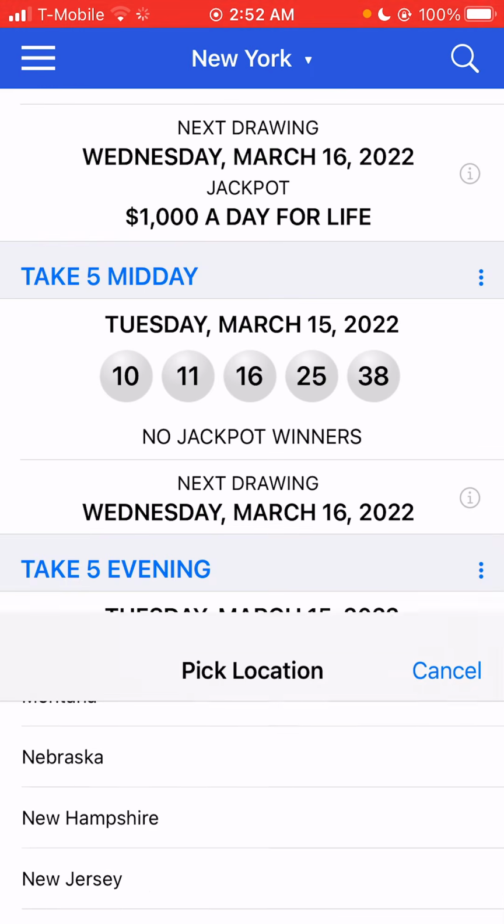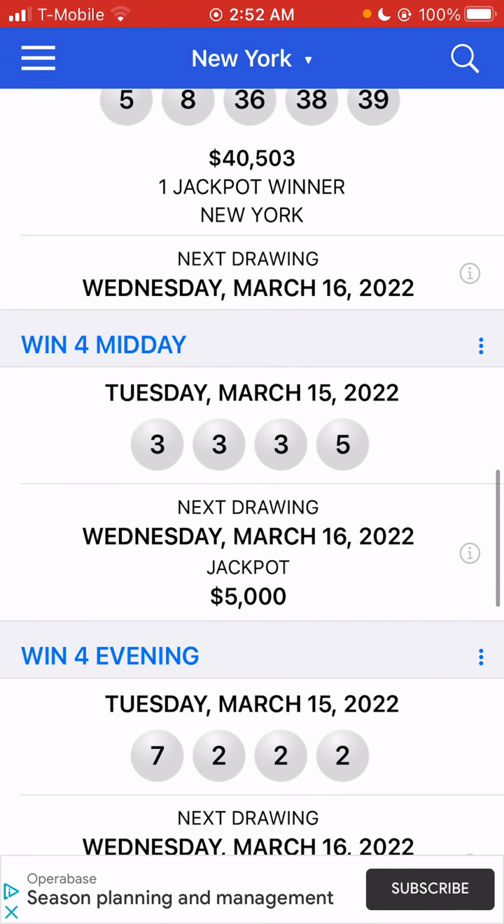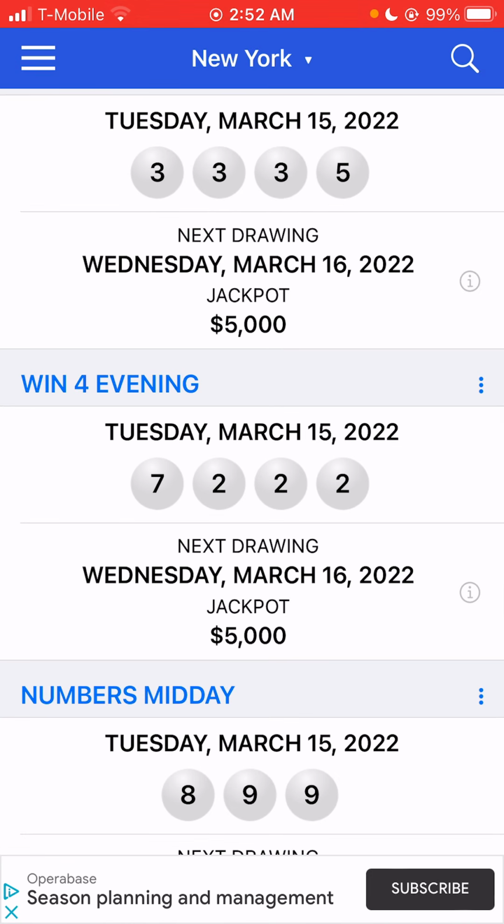New York. I wouldn't do the midday because there's 3 of the same number. Evening, I wouldn't do this one because there's 3 of the same number.